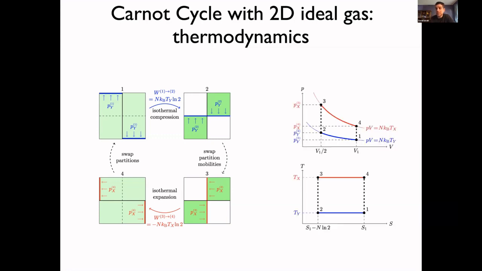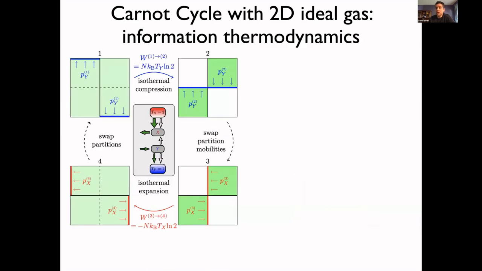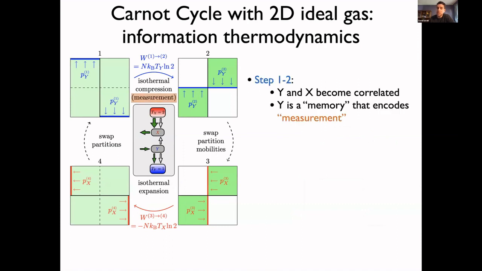Okay, so the thermodynamics of this is just the thermodynamics of the conventional Carnot cycle, but you can look at this in an information theoretic way as well. Okay, so you can actually draw these energy flows and information flows between the different components. And so let's look at this under this lens, the reaction cycle. In step 1 to 2, what you're doing is Y's dynamics are correlating it with X. They are building up mutual information between the two.